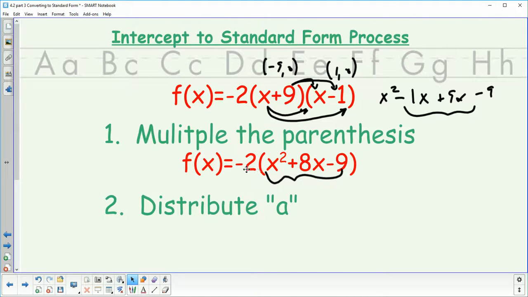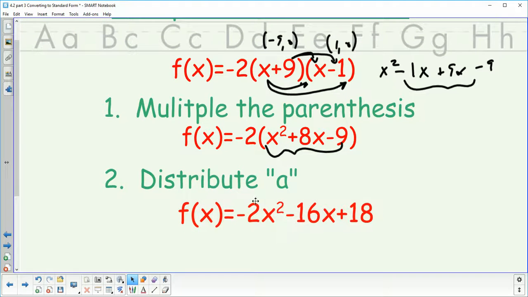And then we're going to distribute that negative 2, which just means negative 2 times all three terms inside. Don't forget to do it times all three terms. And that will give us negative 2x squared minus 16x plus 18. And now you see we're in standard form where we have our a, our b, and our c. Okay, so that is how we would take intercept form into standard form.